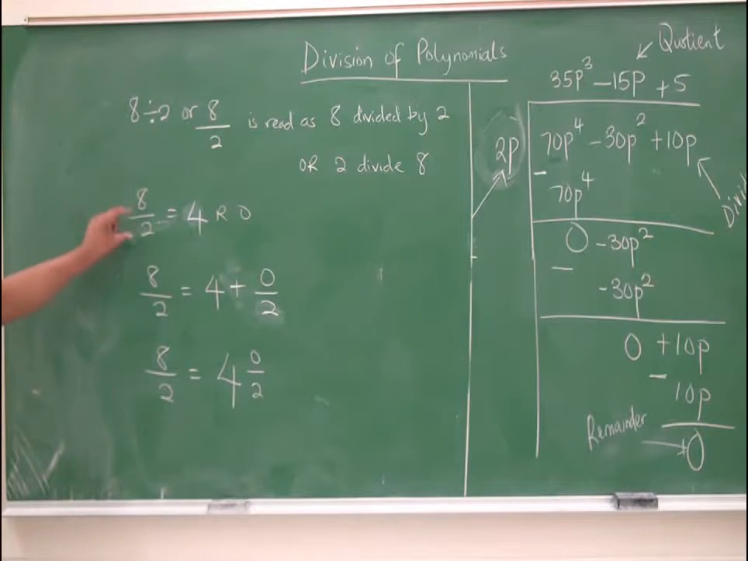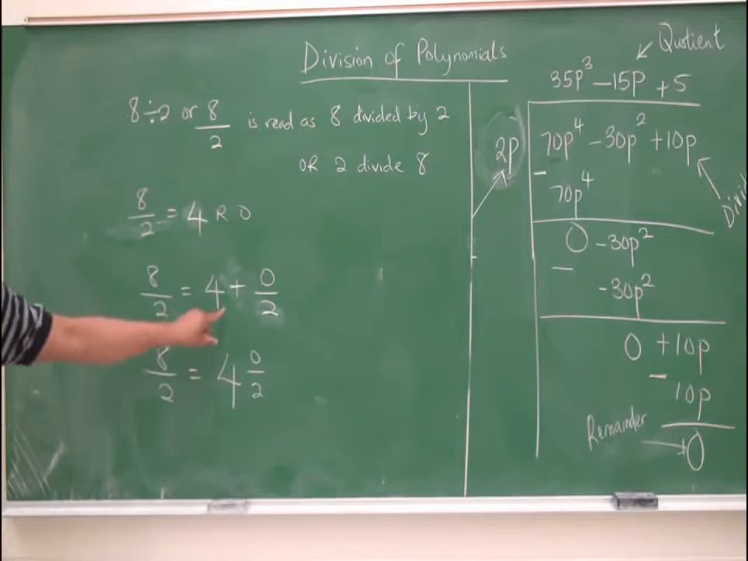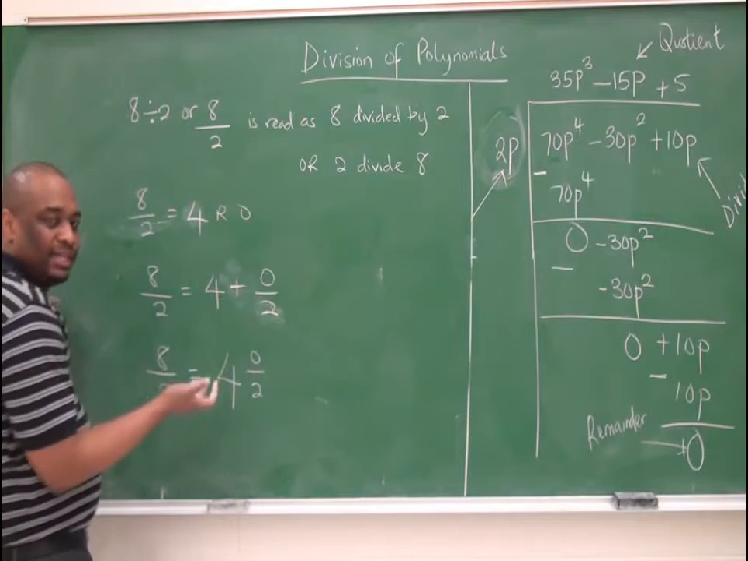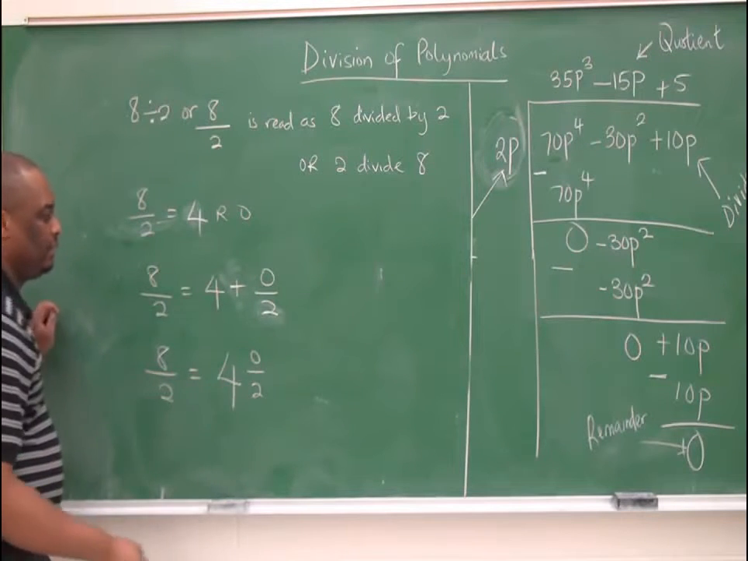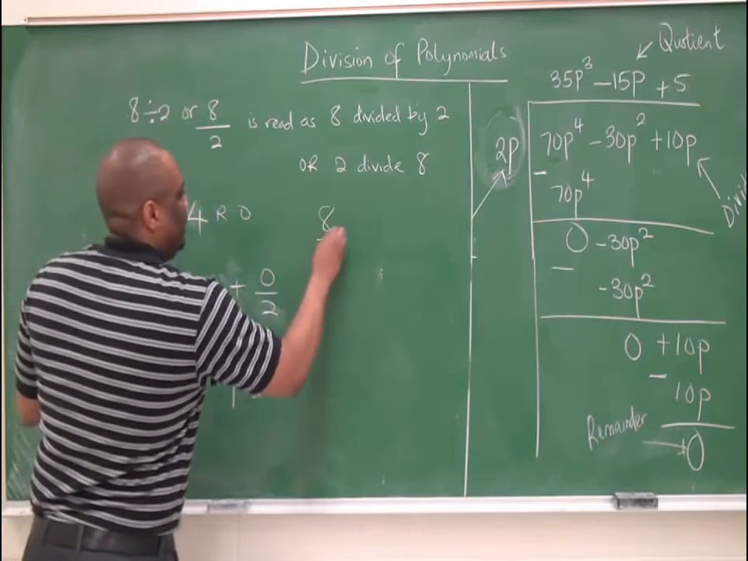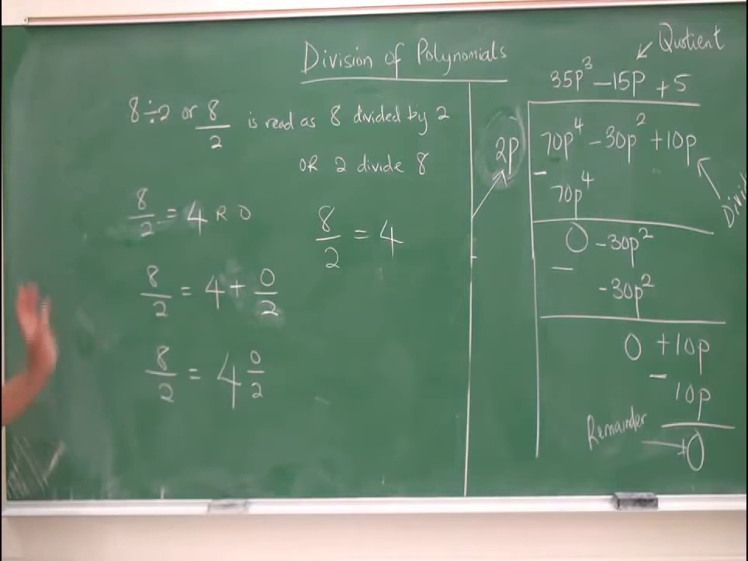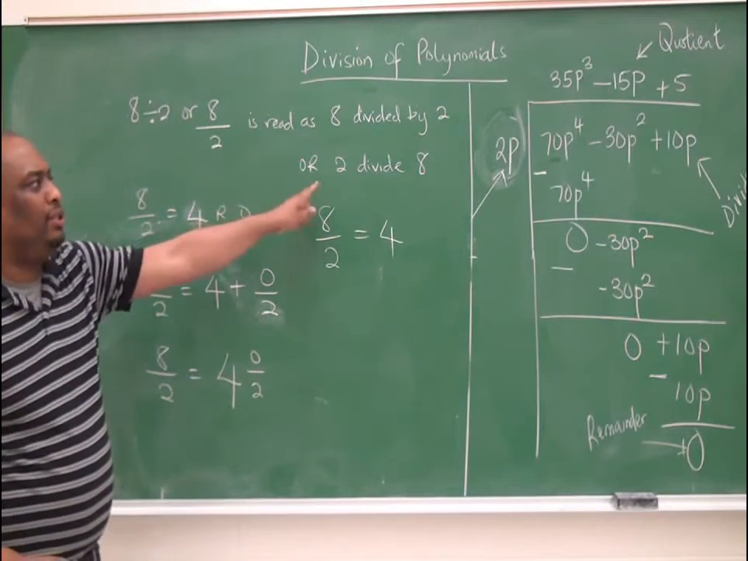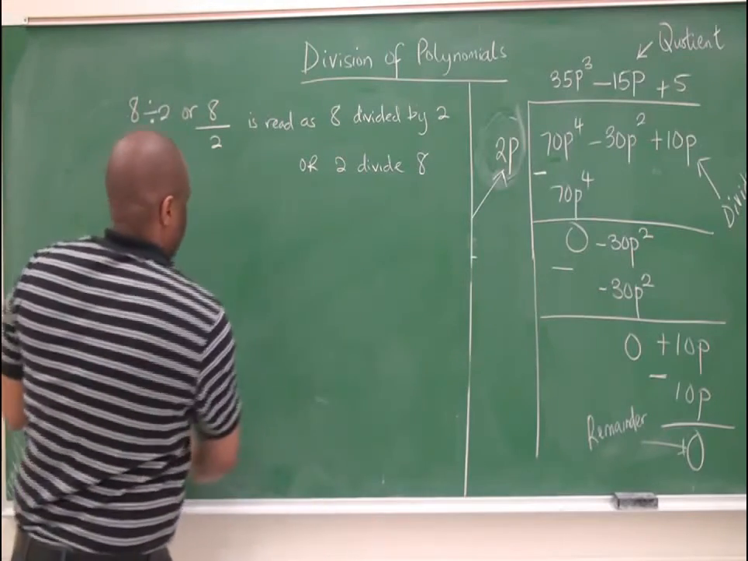When you have 8 divided by 2, this is 4 remainder 0, or 4 plus 0 over 2, because this is the quotient plus the remainder over the divisor. Or 4 whole number, quotient whole number, remainder over divisor. Or you can simply write 4, because the remainder is 0. Any of these ways will work. Now, remember this is read as 8 divided by 2 or 2 divide 8. Take note of that.